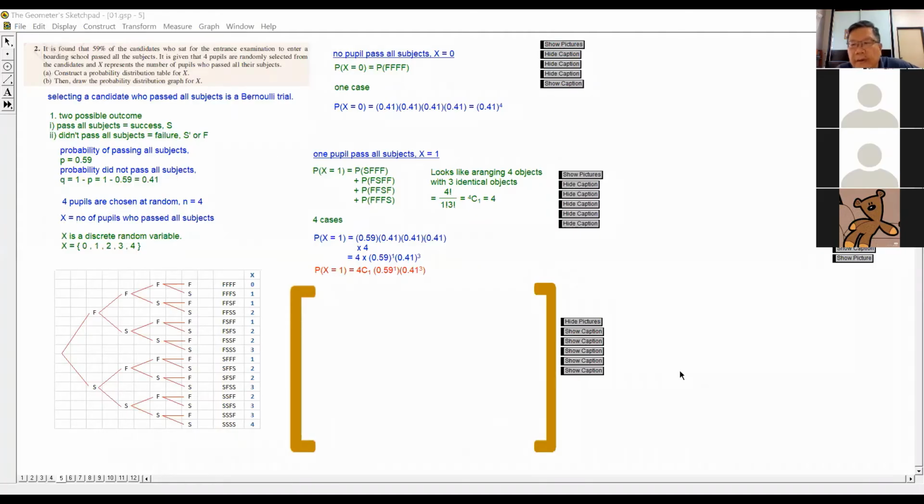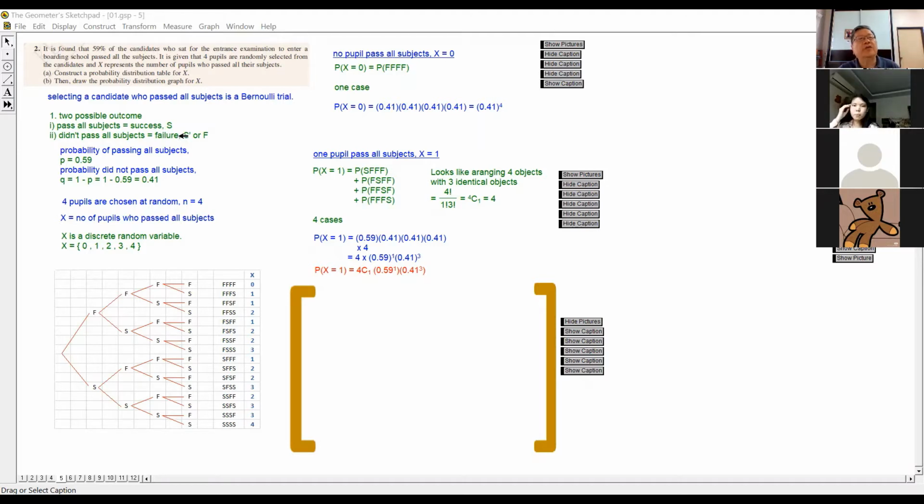We continue with last week's problem. It is found that 95% of the candidates who sat for the entrance exam to enter a boarding school passed all the subjects. There is a Bernoulli's trial here. The Bernoulli's trial is pass all the subjects or didn't pass all the subjects. Pass all the subjects is success, didn't pass all the subjects is failure.